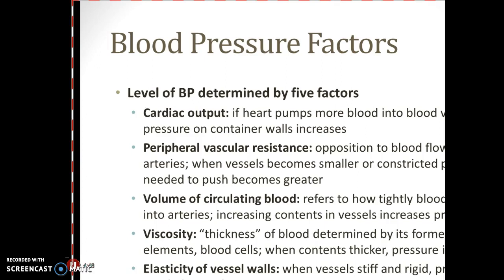The volume of circulating blood. This is not just how much blood is put out at each heartbeat, but how much volume there is. Is there a large volume? Is there a lesser volume? How much blood is in the artery?